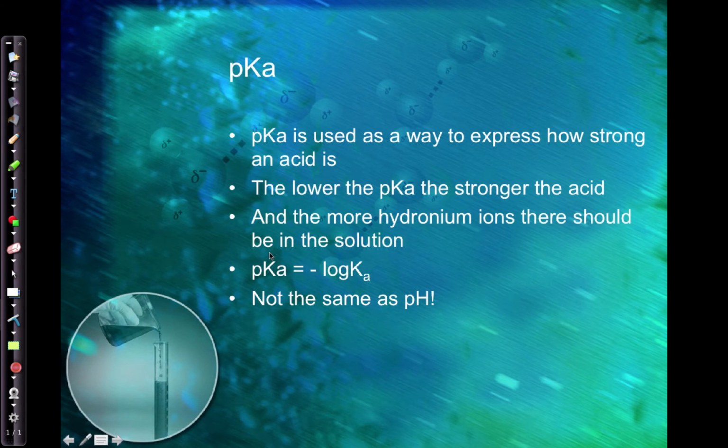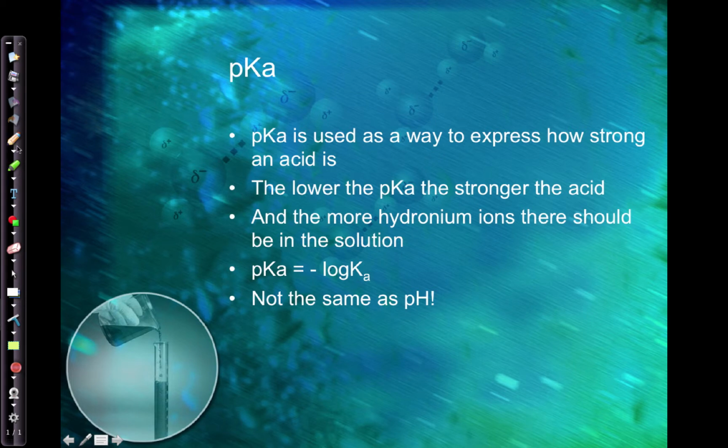All right, so pKa is very, very similar to pH, and it's used as a way to express how strong an acid is. So pH is used to express how concentrated an acid is with hydronium. pKa indicates how strong the acid is. And it's just easier to use pKa because it's a whole number instead of a really, really tiny number, like 1.0 times 10 to the negative 10. So pKa is just a little bit simpler to use. It indicates how strong the acid is. The lower the pKa, the stronger the acid.